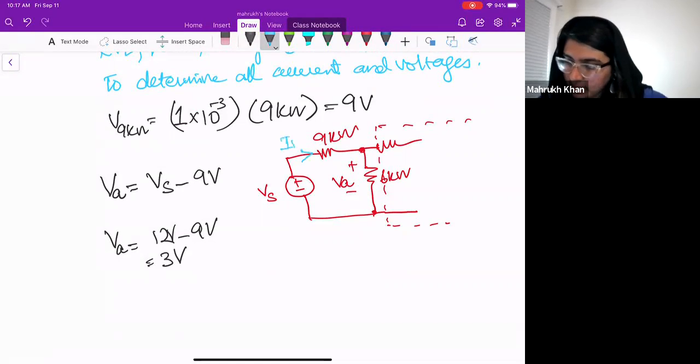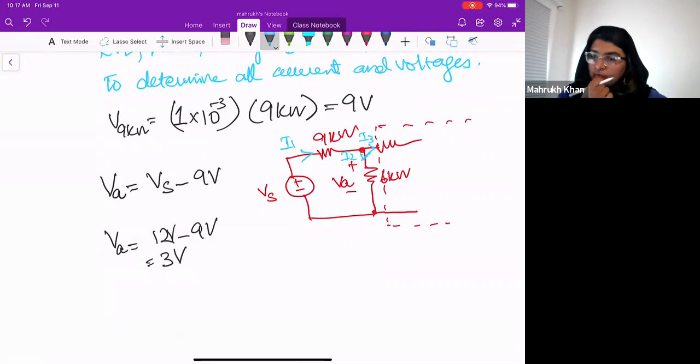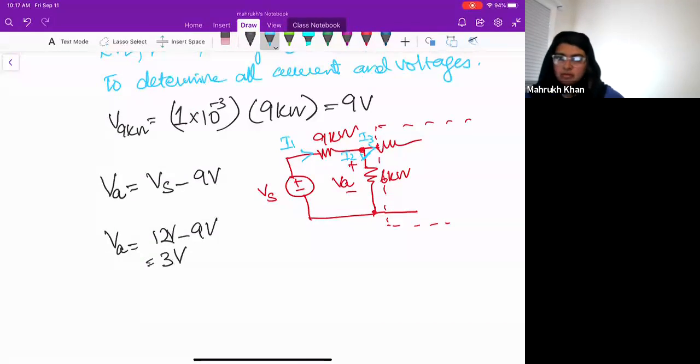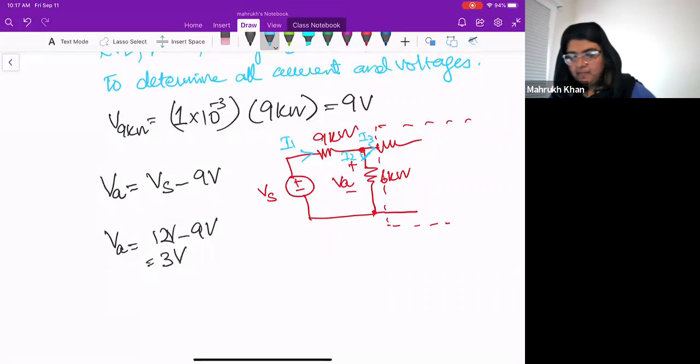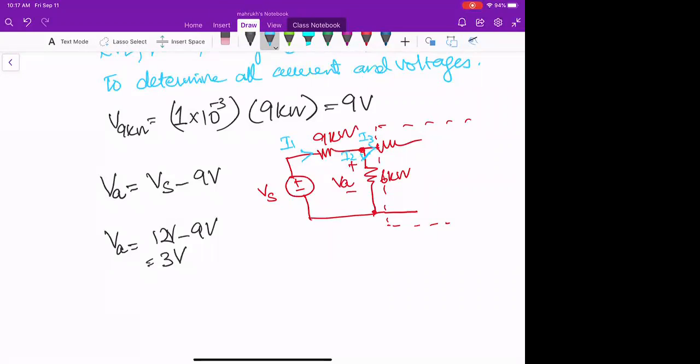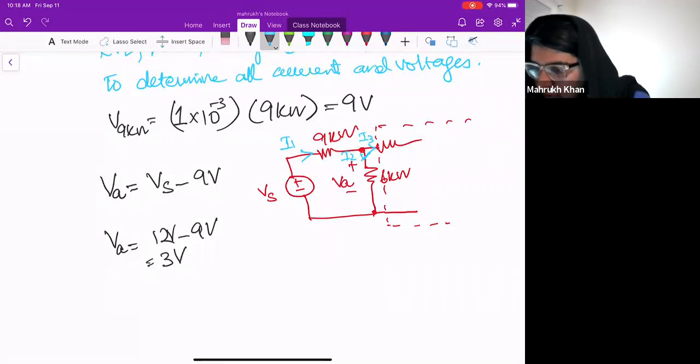So this is I1, this is I2, and this is I3. What is the next thing that you can find out? You know VA, so you have to find I2 and I3. So how can you find I2? Okay, just a minute. I just want to make it clear why I wrote this.